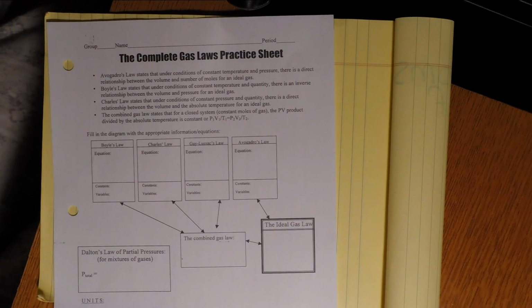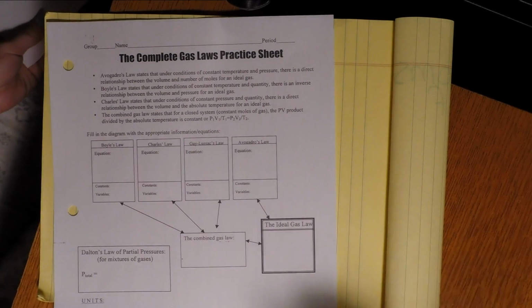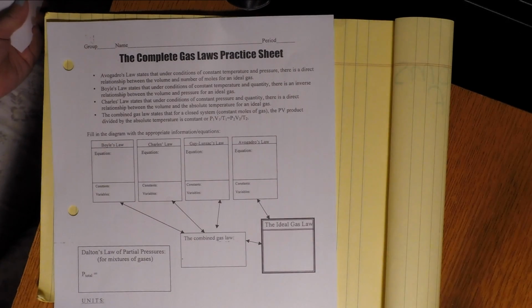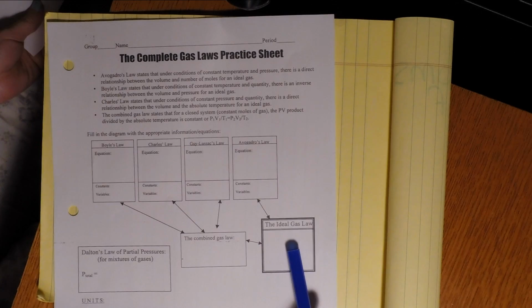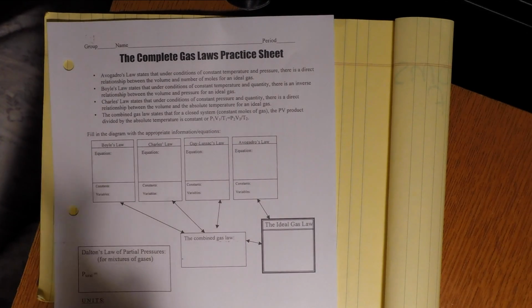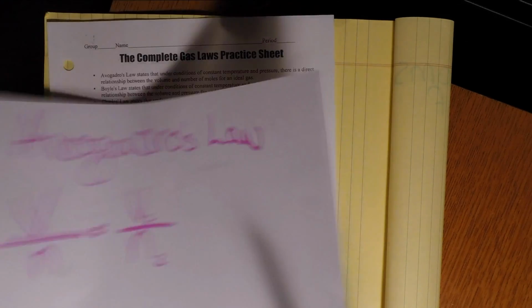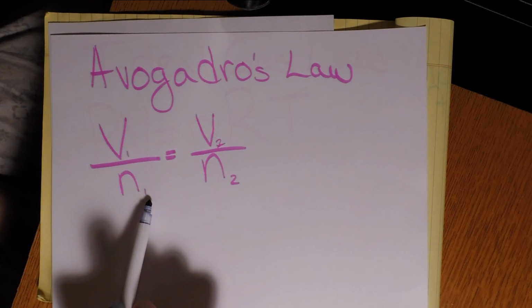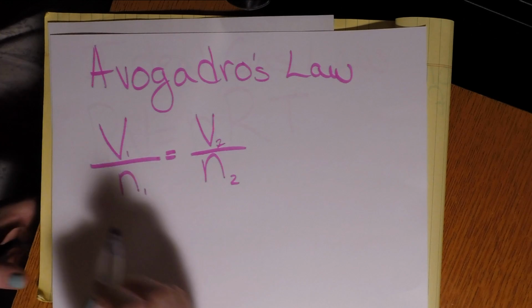Now you're currently thinking to yourself, Mrs. Golden, you forgot Avogadro's law. Okay, I left Avogadro's law out because we don't introduce it until we talk about the ideal gas law. So, Avogadro's law is the relationship between volume and number of moles.